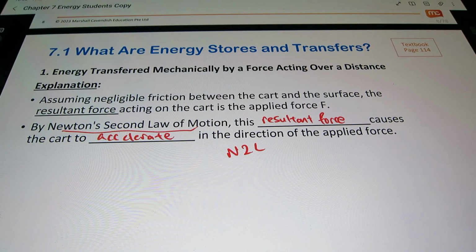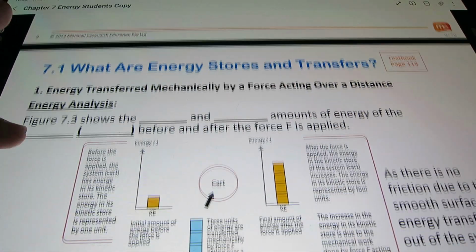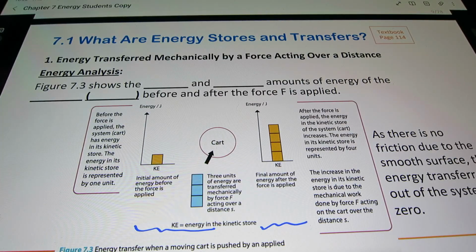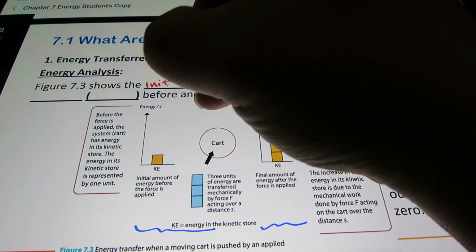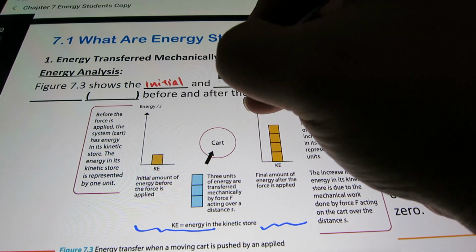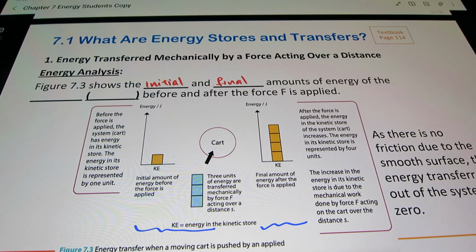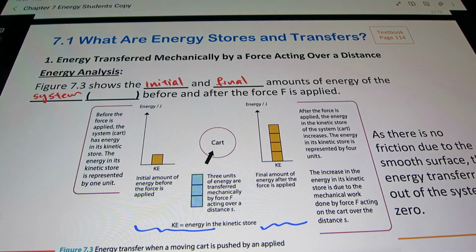Now, that is your E done. Now we're going into the analysis of the energies. Now, in the analysis of the energies, what you need to do is identify first what energy the system has at the start, what energy the system has at the end, and of course because I use the word system, you must have identified what on earth is the system that you are looking at. So in this case, you are talking about the cart.